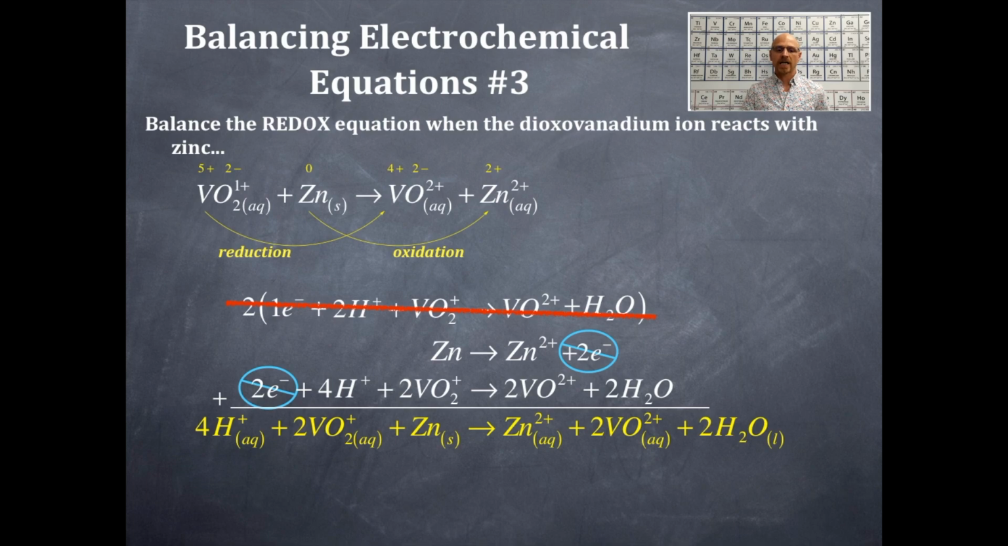Then the zinc. I have 1 zinc on the reactant side, 1 zinc on the product side. So I am actually balanced for mass right now. Now I need to verify that I've balanced it for charge in addition to this.